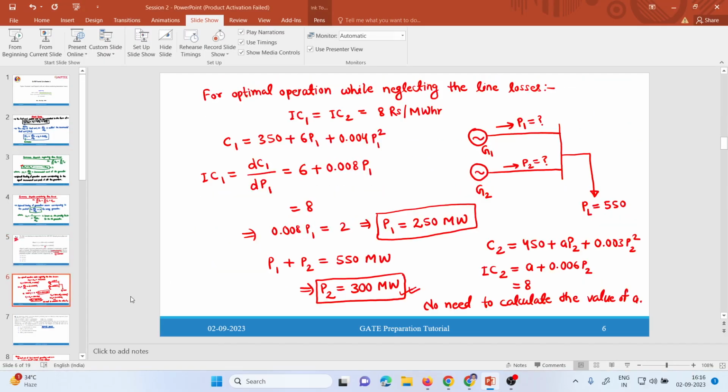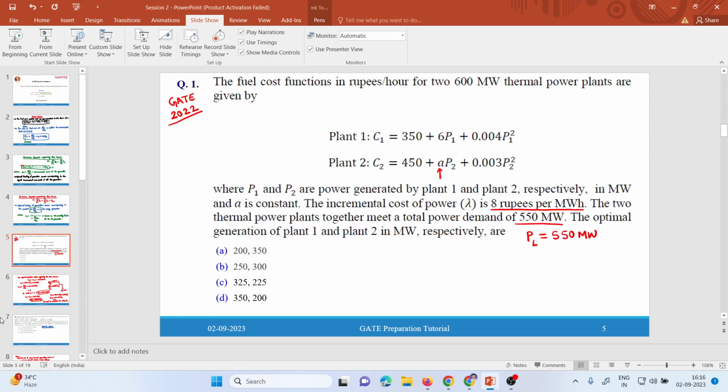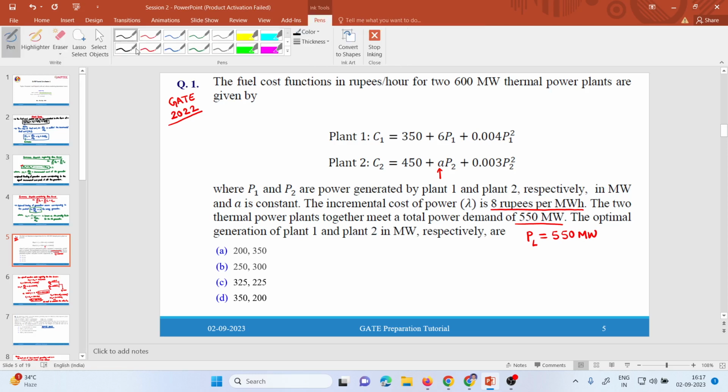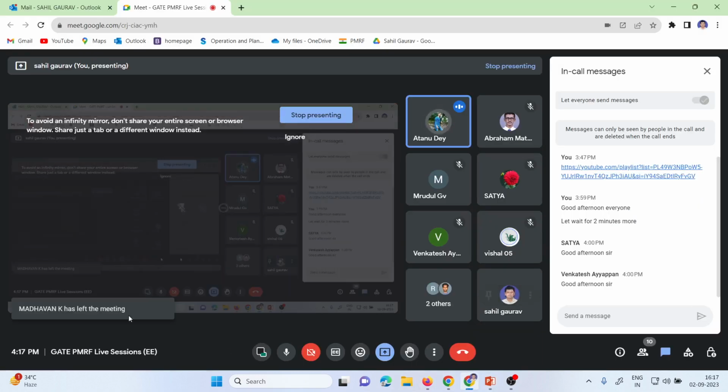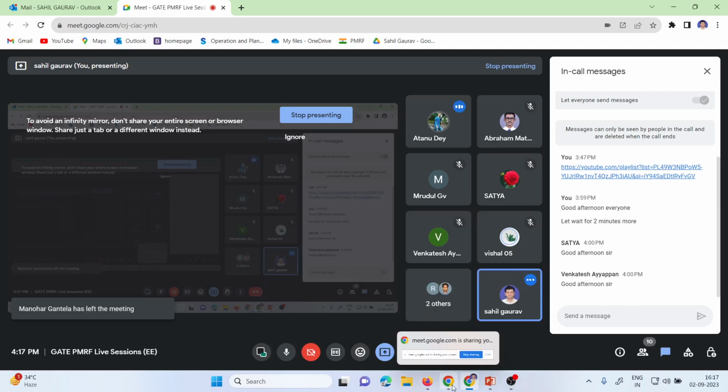So for this problem, the correct option is B. Correct option is B, 250 and 300 megawatt. Is there any doubt till here? Whoever is getting the answer, you can type your answer in the chat box.